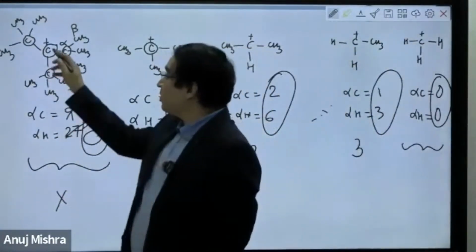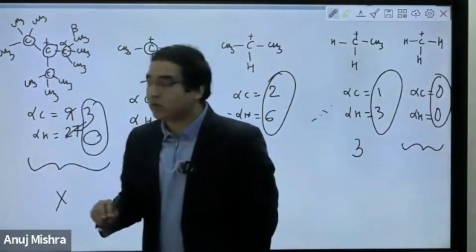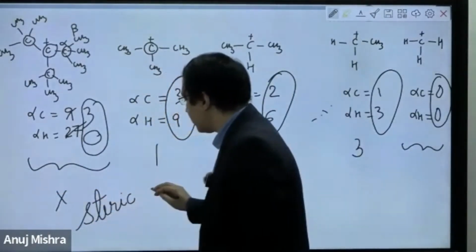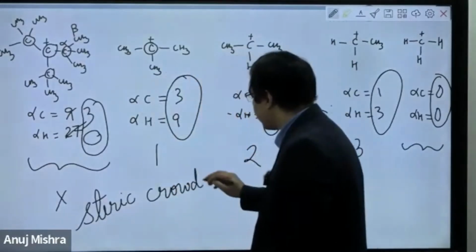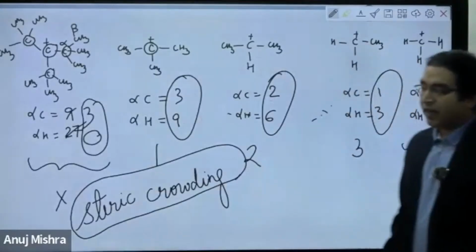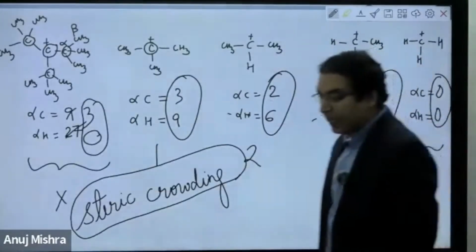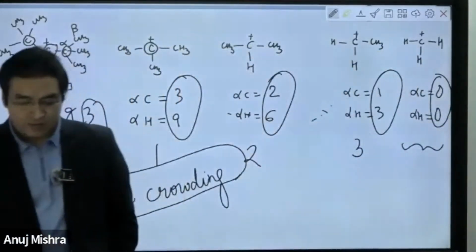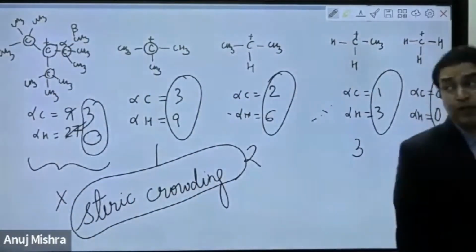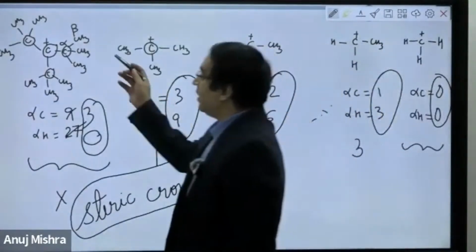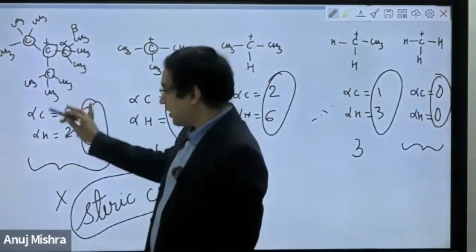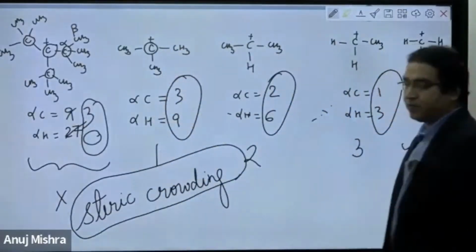Why? Because on C plus you are putting so many groups. There's a word used for it: steric crowding. Note down, steric crowding means a lot of traffic basically. So due to this, the plus charge will be highly unstable. You're putting so many CH3s like this, it will make the whole system unstable. So this one will go worse than that, okay?